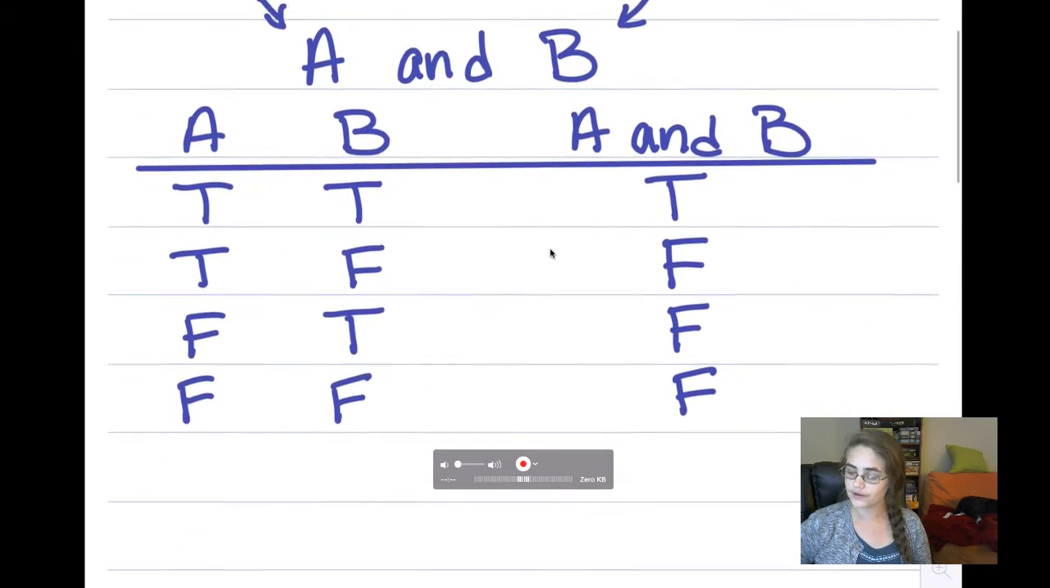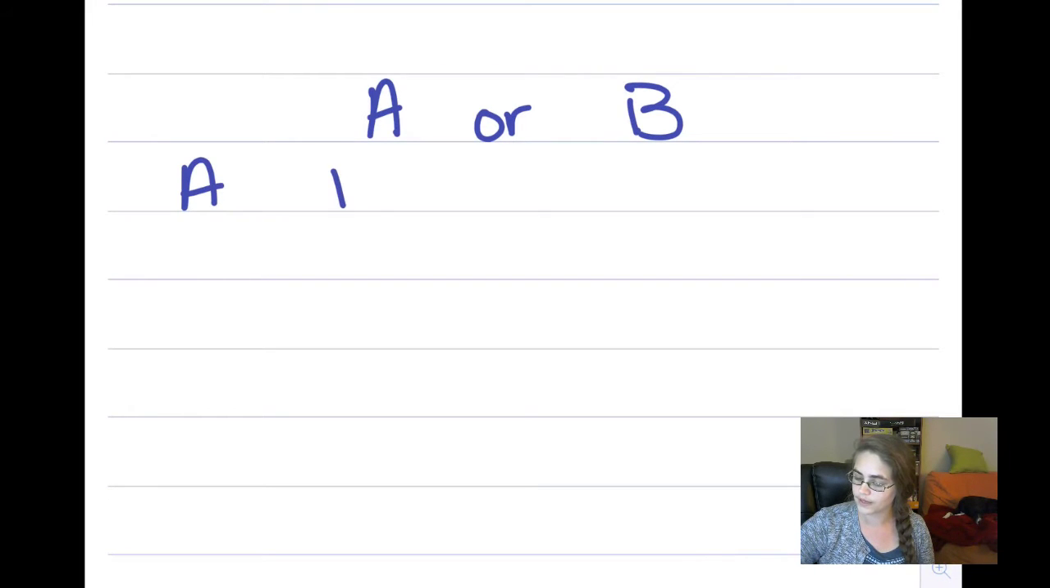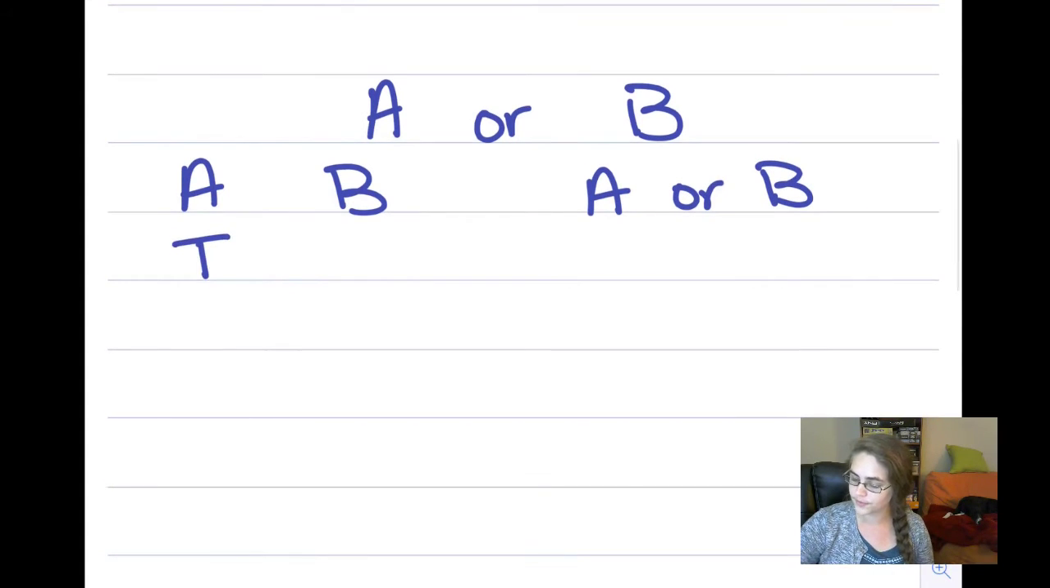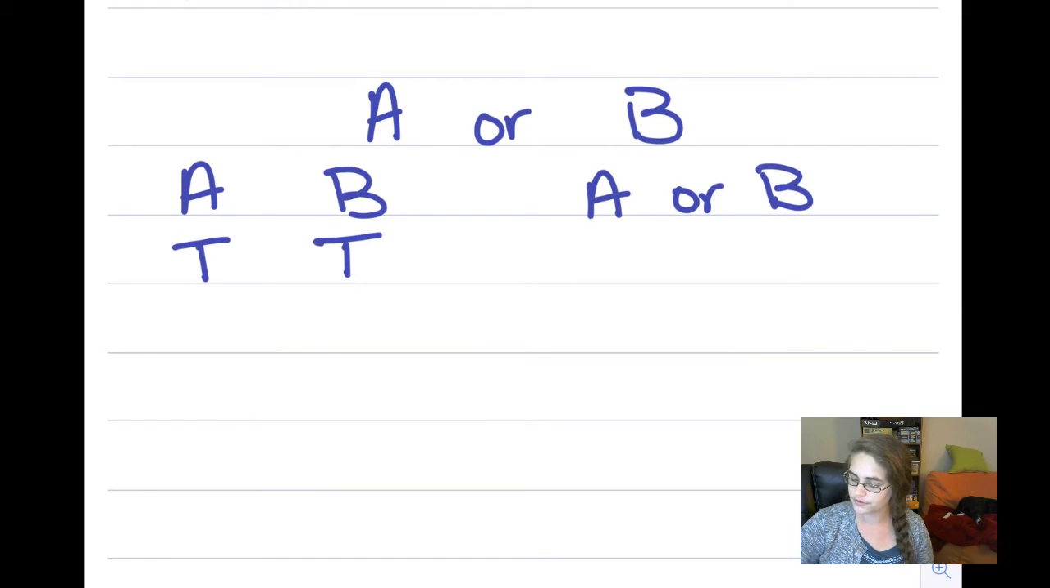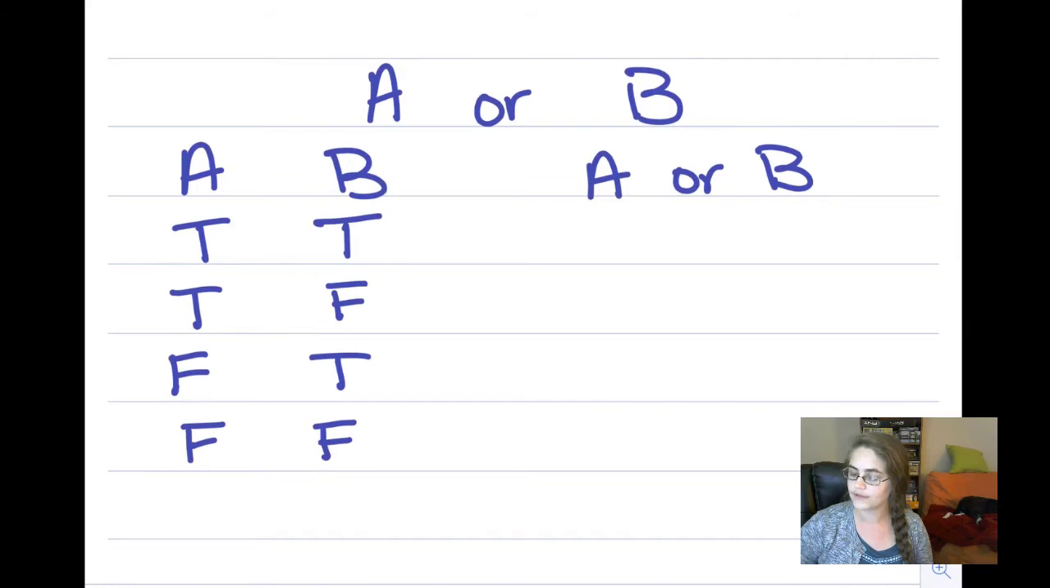For OR, we can also make a truth table. So if I have A or B, then I have A and B, and then A or B as my last column. So again, we have the same setup of possible combinations: true, true, true, false, false, true, and false, false. This time I have true or true. Or it can be both, or it can be one or the other.